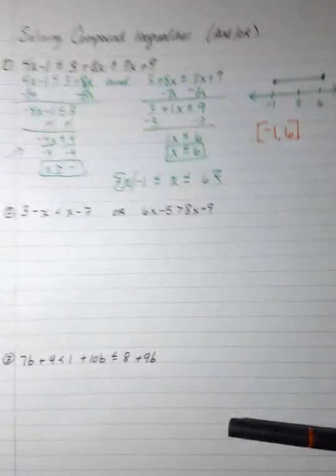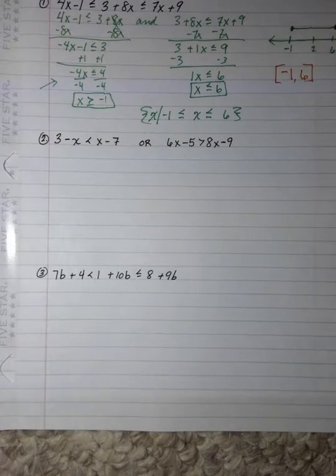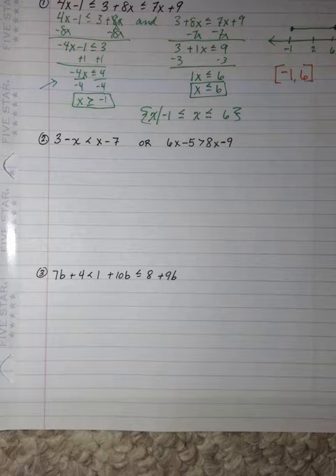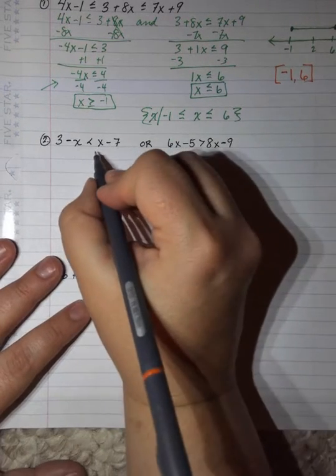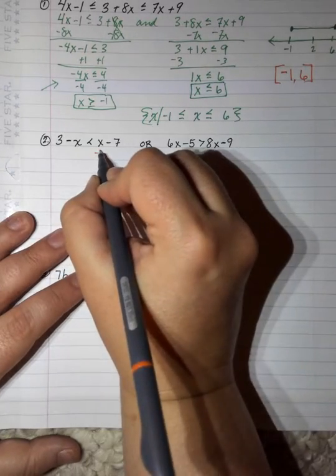Okay, so let's look at an OR problem. Number 2 is an OR problem. See how an OR problem has the word OR in between, and you already have your two inequalities separated for you. So you just solve both inequalities. Be careful with your signs. Get your x's on the left side. So I want to subtract x.